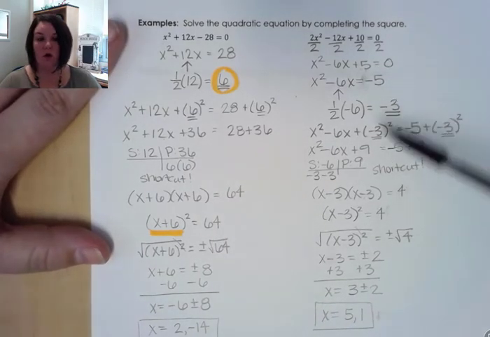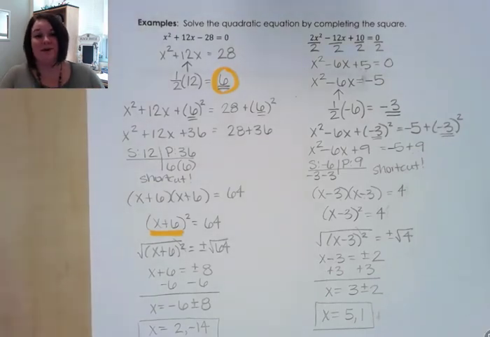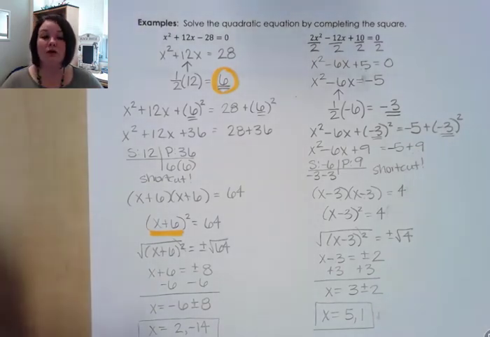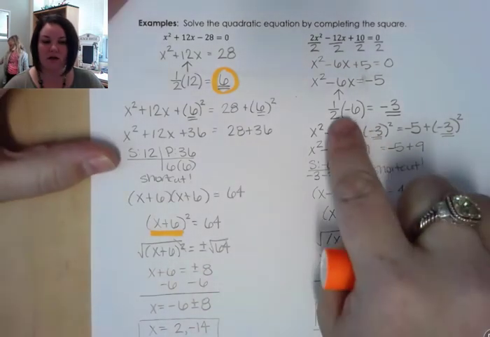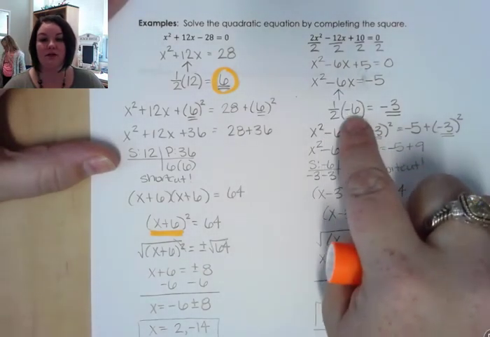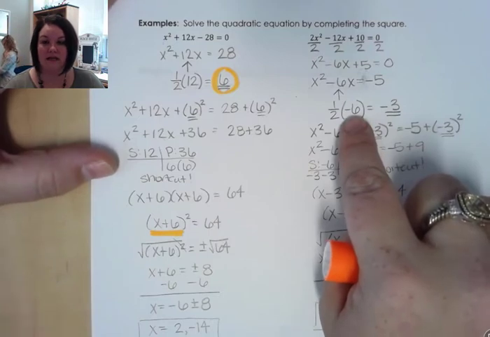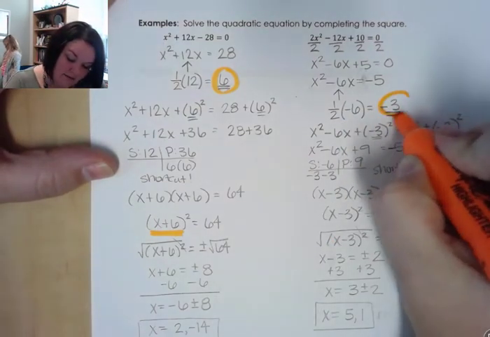Okay, so this is the whole process. This is it. This is what we're doing. But I do want to point out the shortcut. Those of you who can remember the shortcut, it'll save you a little bit of time. Back up here, when we took half of the middle term, so half of -6, that gave us -3.